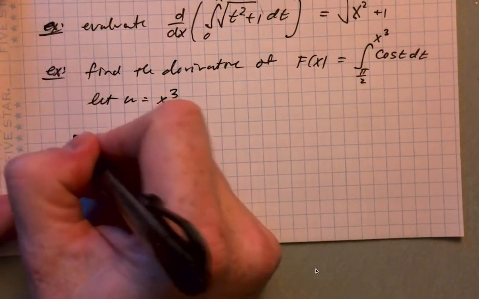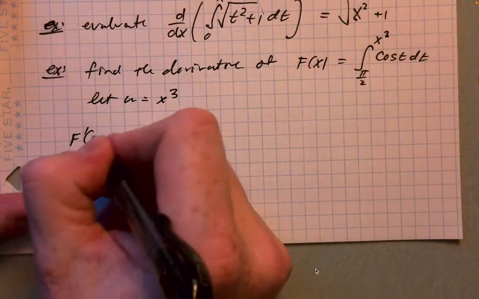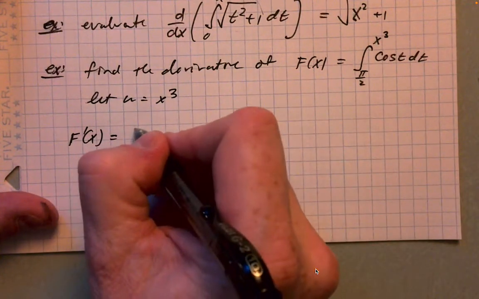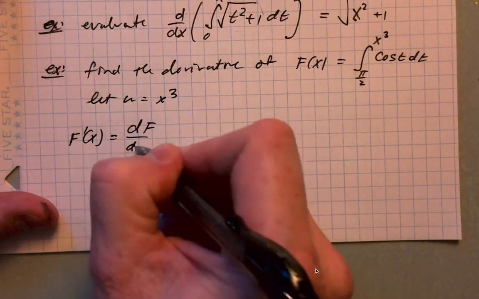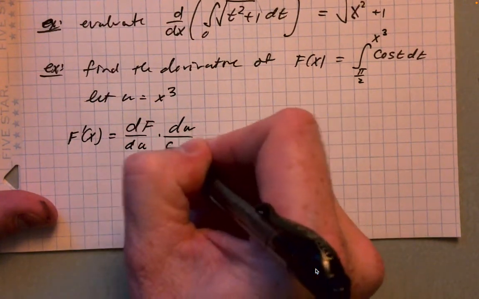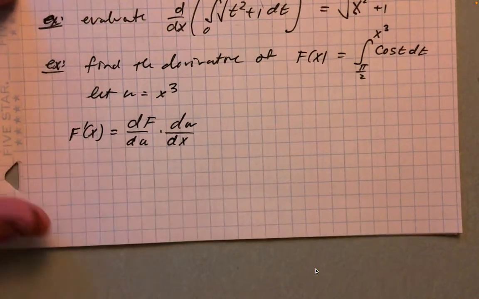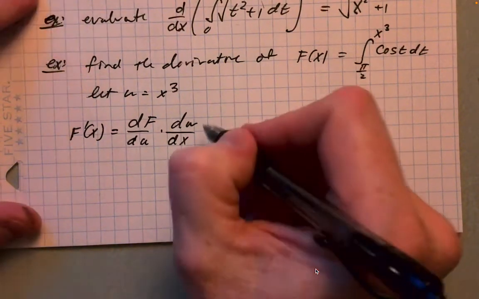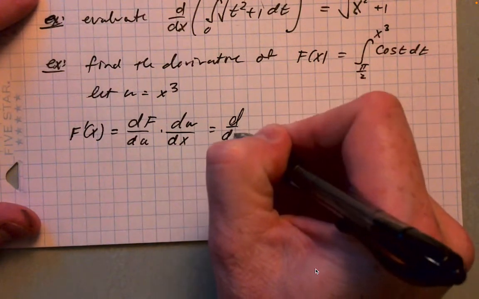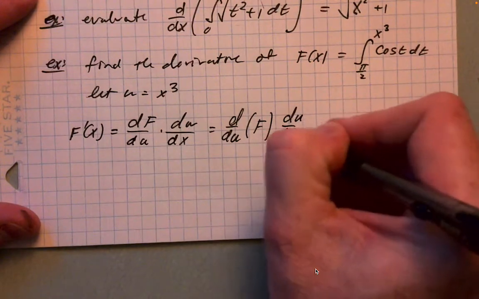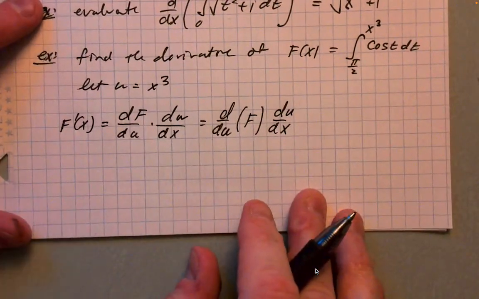Okay, so then f prime of x would be equal to the derivative of f with respect to u times the derivative of u with respect to x, right? That's just like the chain rule. So writing that a slightly different way, it'd be d du of f times du dx.